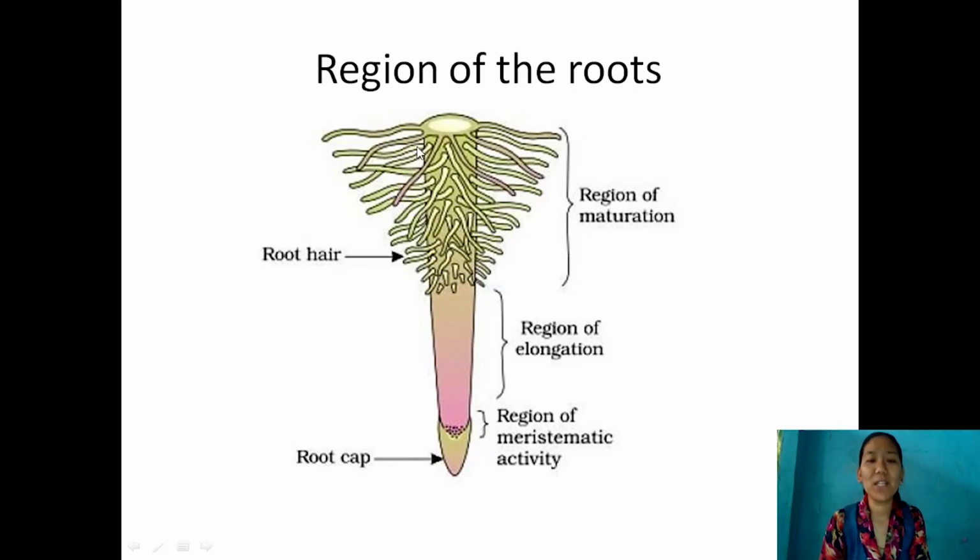The cells will develop an outgrowth called root hair, and this root hair increases the surface area so that the plant can absorb more moisture, more water, and more nutrients from the surroundings.